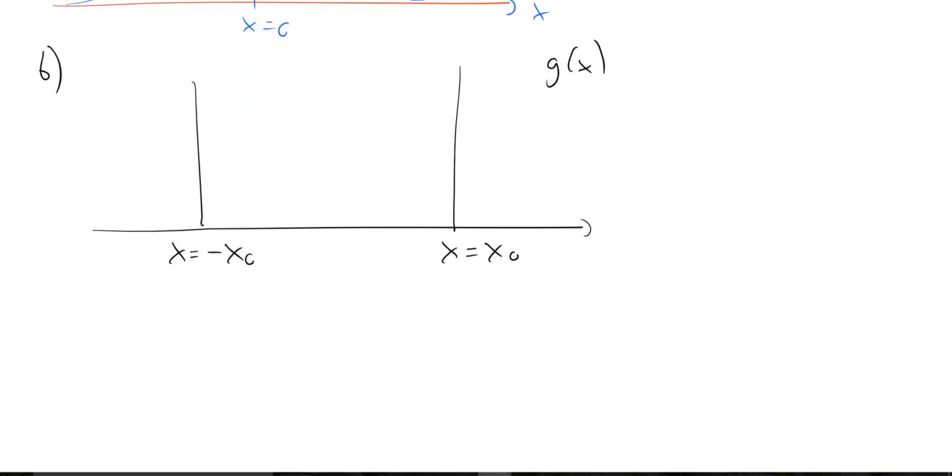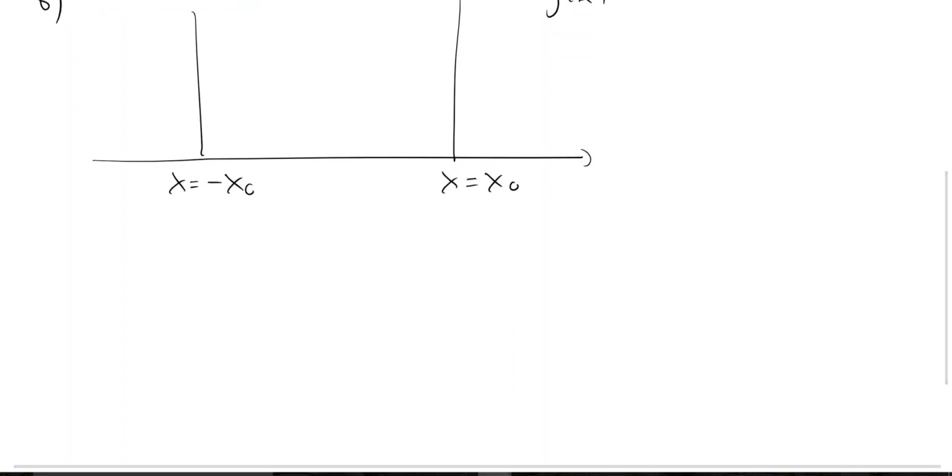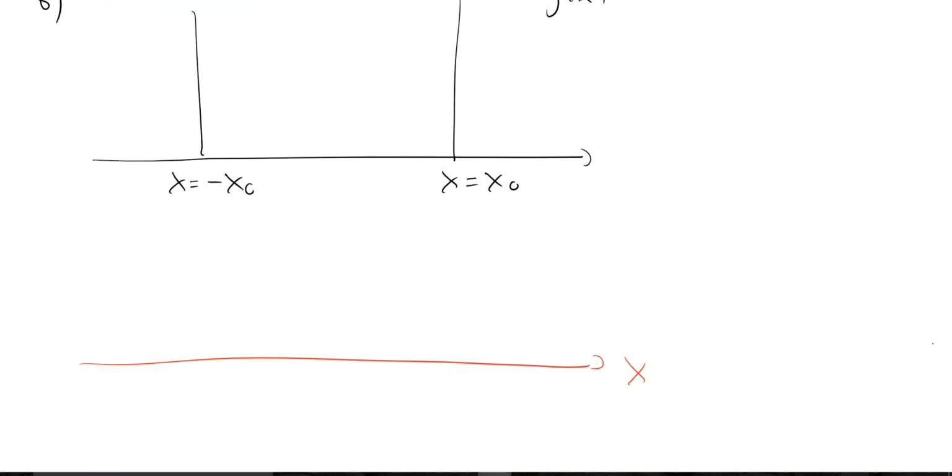And essentially what happens is each of the delta functions produces a Gaussian function in the answer. So the answer would look something like this. We would get a Gaussian function there, and then we'd also get another Gaussian function over there.